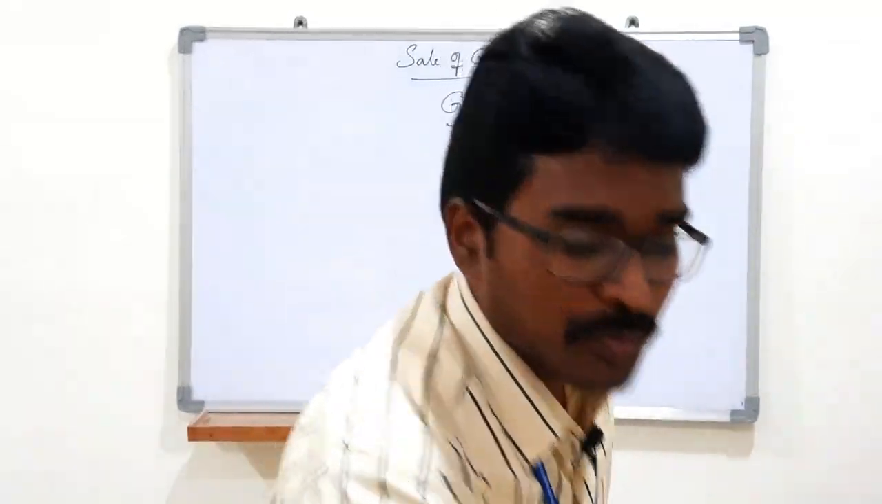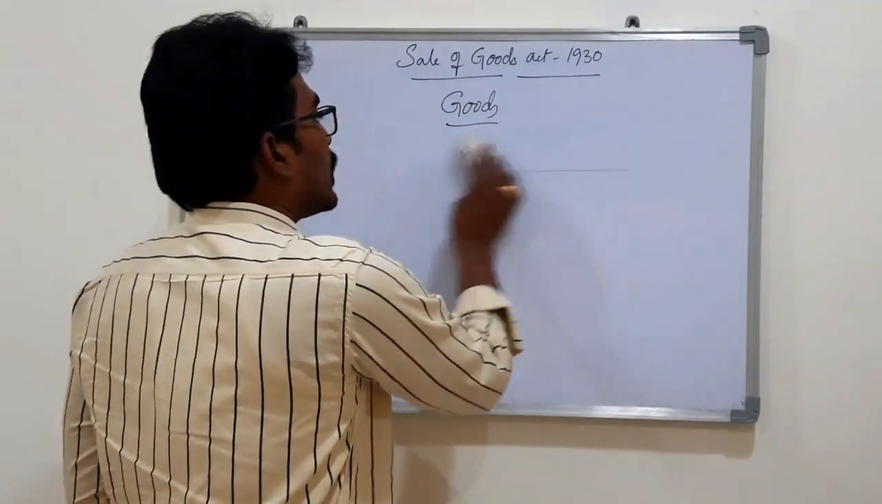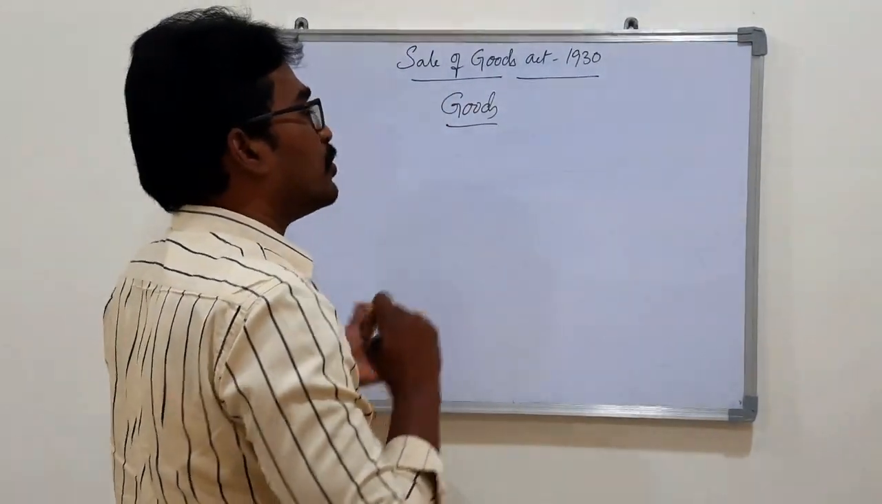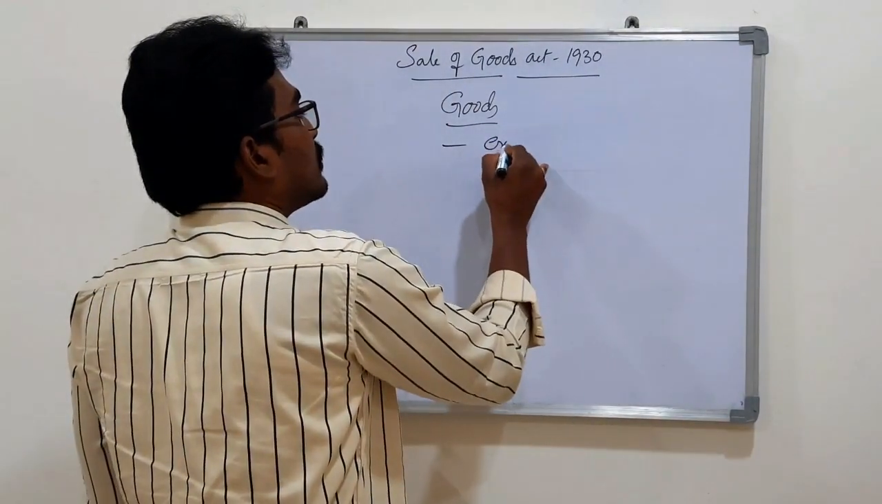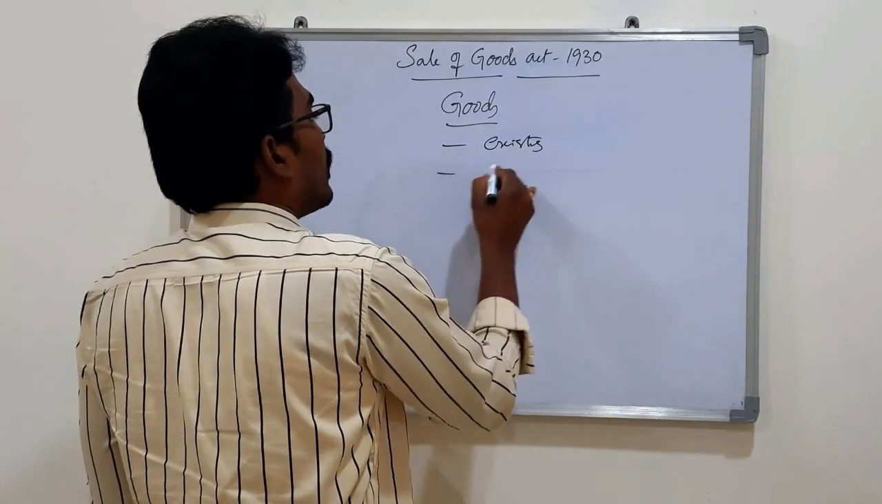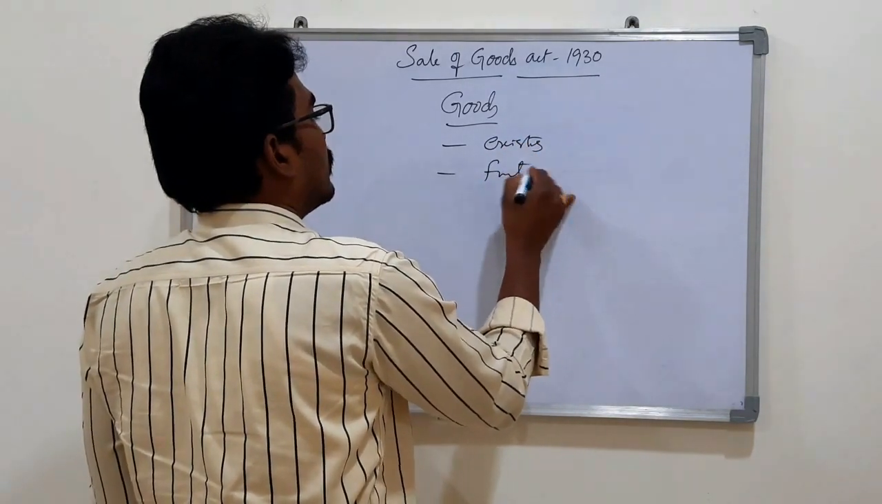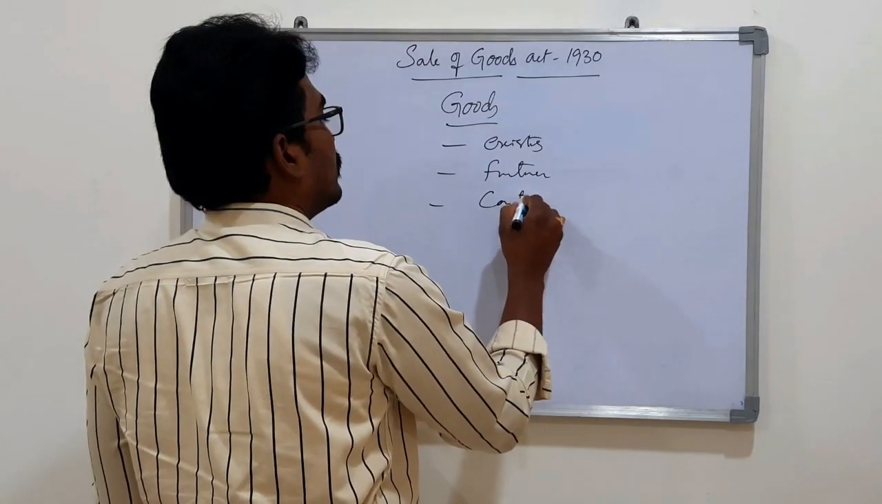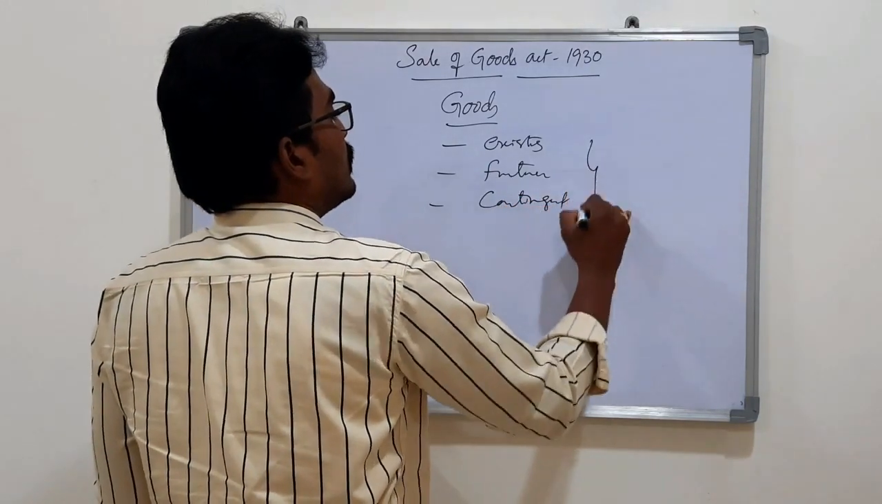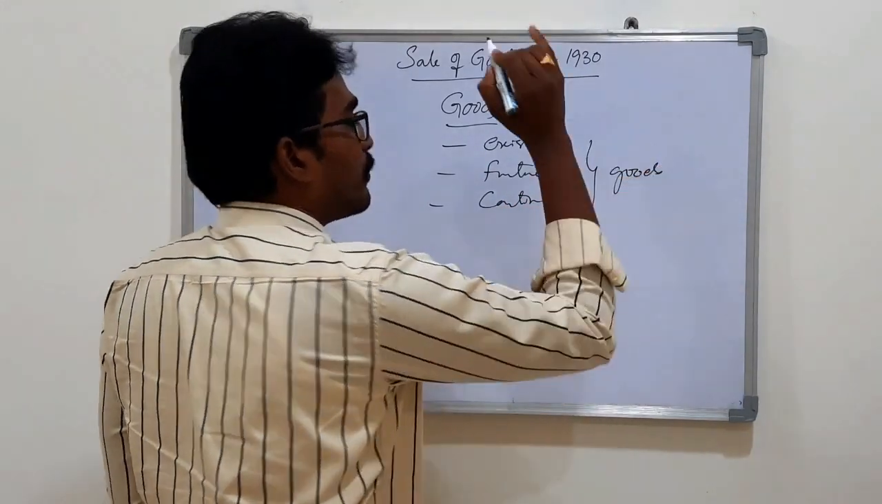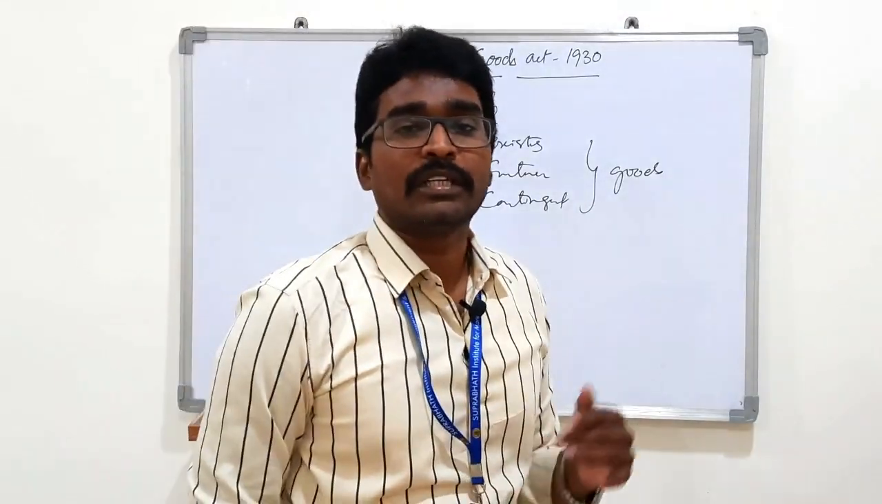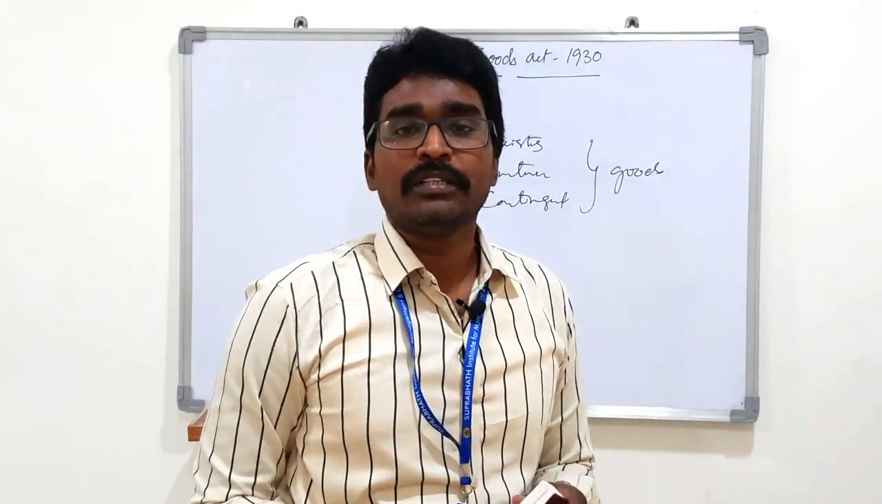Now, how many types of goods are there? There are three types of goods. One is existing, future, and contingent. These are the types of goods. Goods are of three types: one is existing, future, and the other one is contingent.